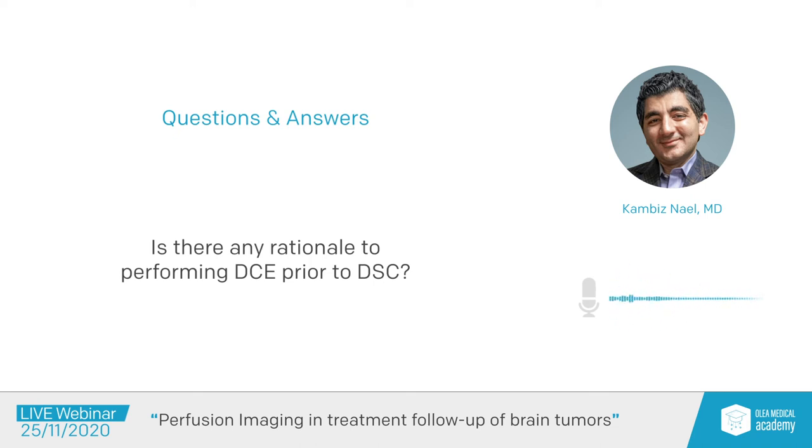The other rationale for doing DCE first is that we use the contrast bolus for DCE as a preload for leakage correction in our DSC imaging. So it actually serves two purposes. We get the DCE that we want, which we use as a complement in some cases where DSC may be challenging, for example because of artifacts or for whatever reason. And the second purpose is that the contrast we give serves as a preload for leakage correction for DSC analysis.